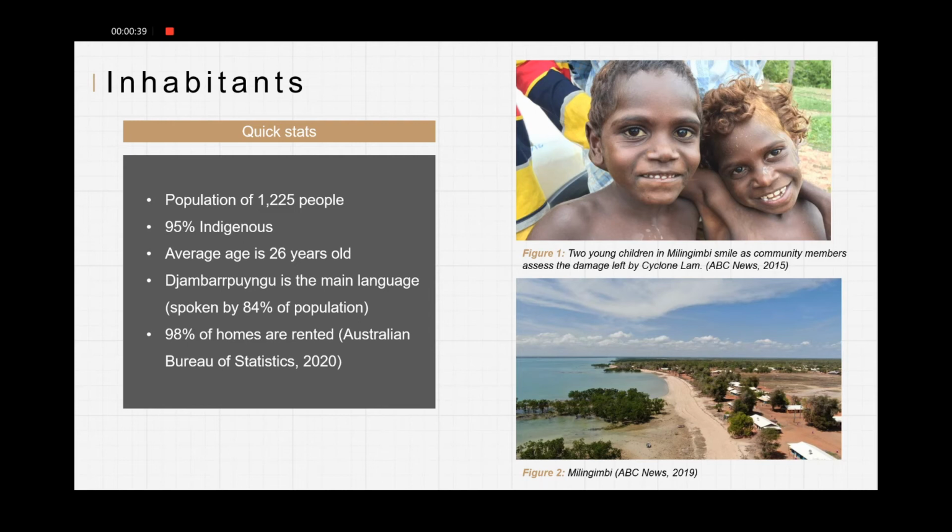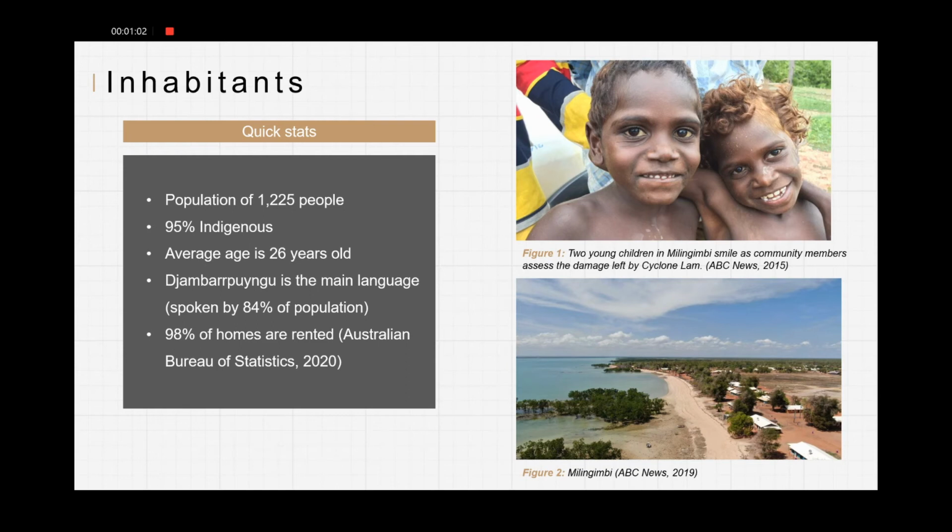And about 98% of the homes are rented. And I think these statistics provide some really interesting insight when you're talking about an emergency management situation. Firstly, the fact that the average age is really quite young. A lot of people are not going to have had experience in these kinds of situations in the past.